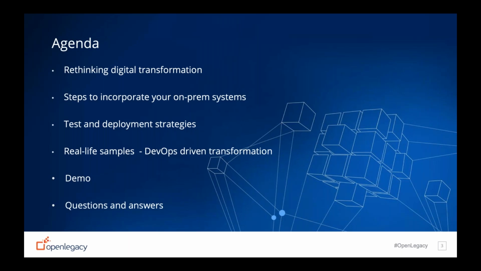So the agenda today is rethinking digital transformation, and then we're going to talk about steps to incorporate your on-premise systems, which some people call core systems, and how those actually work. Then we're going to talk about test and development strategies, and some real-life samples, demo-driven transformation. Then we're going to have a demo, which she already mentioned George is going to do, and questions and answers. The way this is going to work is Zeev and I are going to flip slides pretty frequently, so you can hear both of our voices coming back and forth. I think it makes it a little more interactive. So that's how it's going to work.